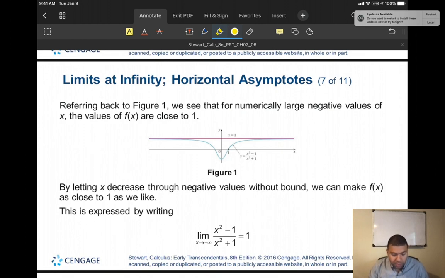If you go back to the example that we started with, because both numerator and denominator include x squared, if you plug in x equals minus 100 instead of x equals 100, you also get similar results, because x squared eliminates the negative sign of x. So we also have something to the left.